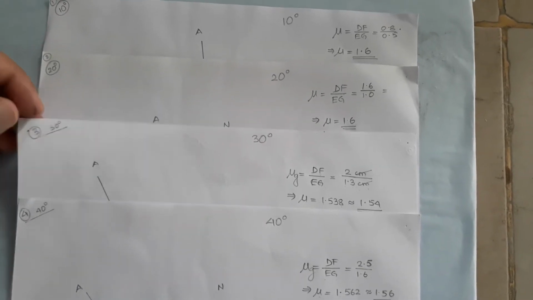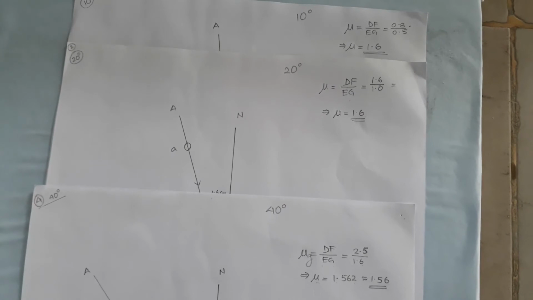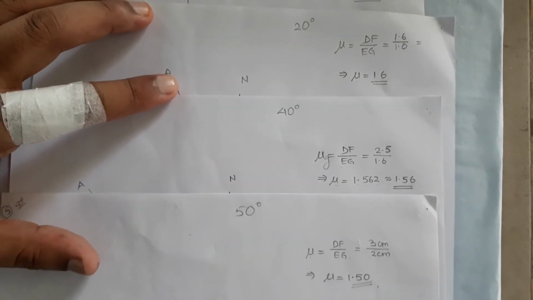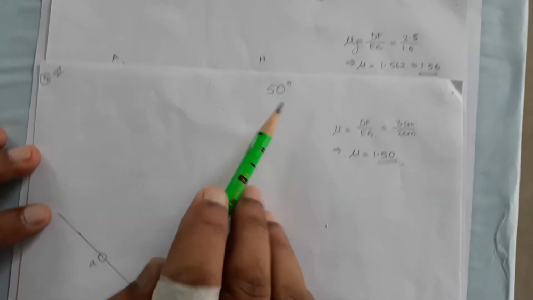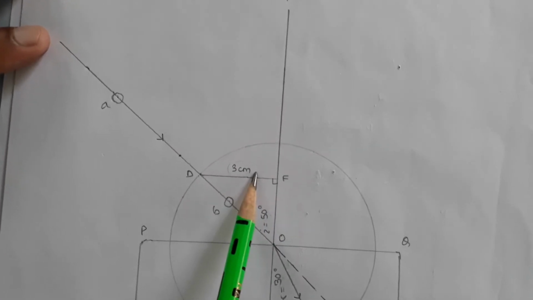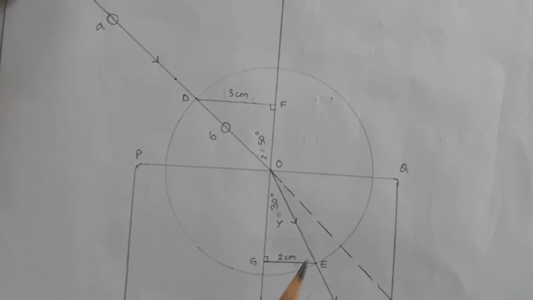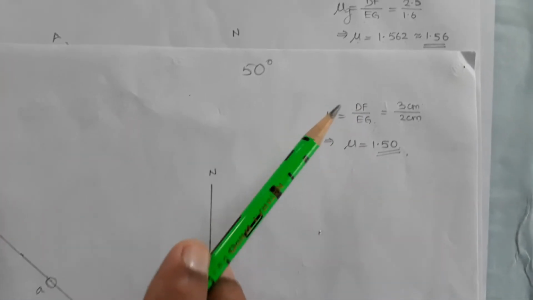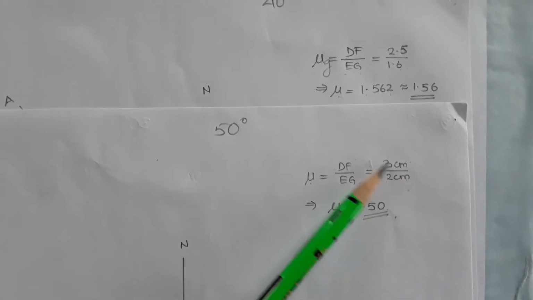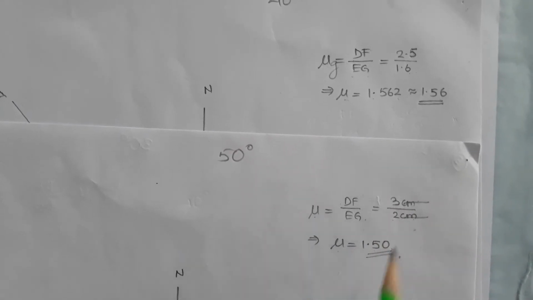Now, I am taking out the fifth observation, which I have drawn on the back of this. For the fifth observation, that is for angle of incidence 50 degree, I have got DF equal to 3 centimeter, EG equal to 2 centimeter. If you substitute in the above relation, mu equal to DF divided by EG, which is equal to 3 centimeter divided by 2 centimeter. Centimeter will get cancelled. If you divide 3 by 2, we will get mu equal to 1.50.